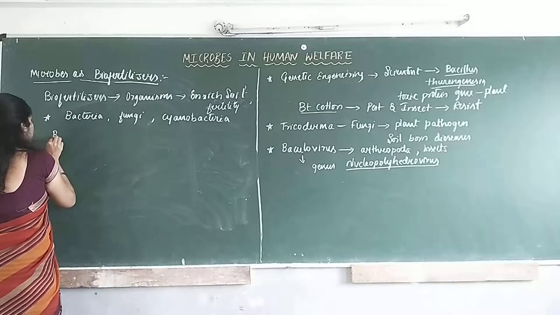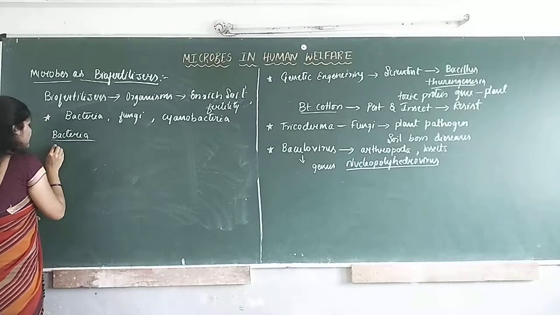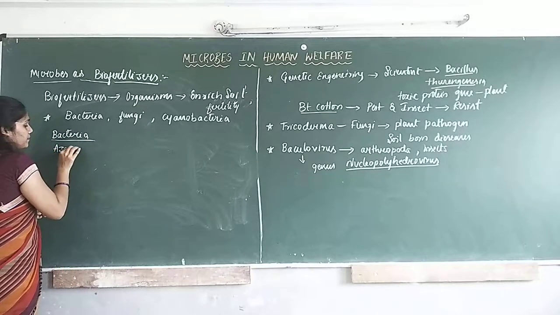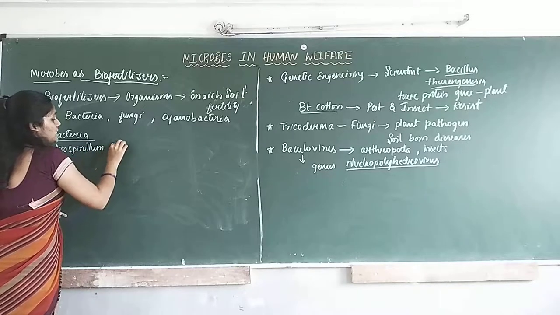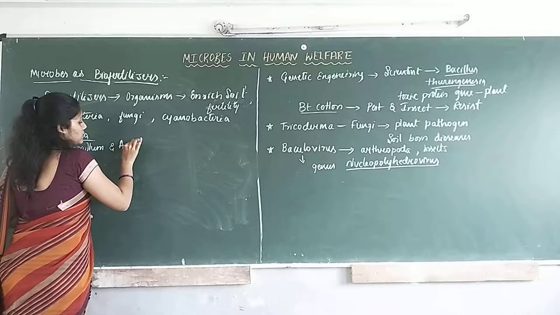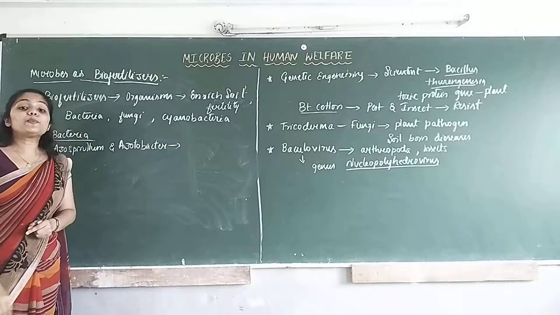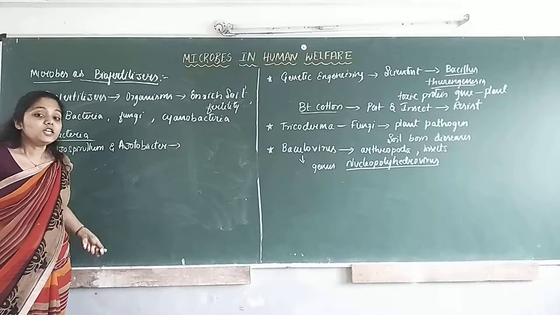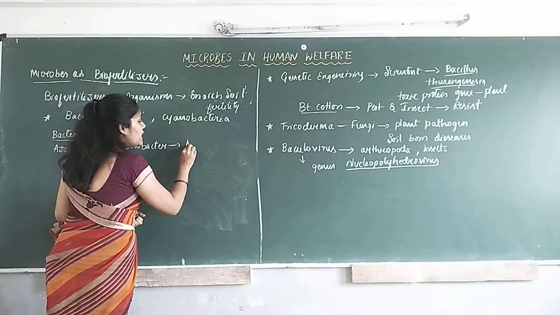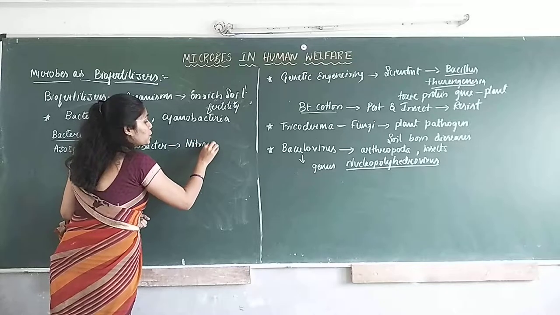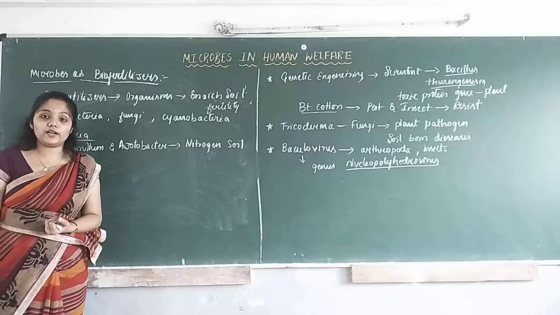Okay, so when it comes to the bacteria, that is Azospirillum and Azotobacter. Here Azospirillum and Azotobacter are used as biofertilizers. That means they fix the atmospheric nitrogen in the soil. Okay, so they are used as biofertilizers.